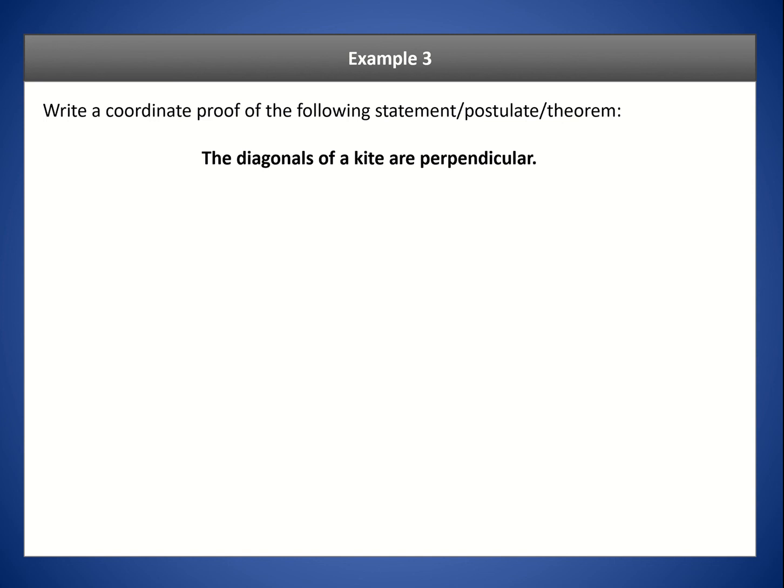So let's go ahead and finish up with one more example of a coordinate proof. So we got the diagonals of a kite are perpendicular. So let's go ahead and draw ourselves a kite.